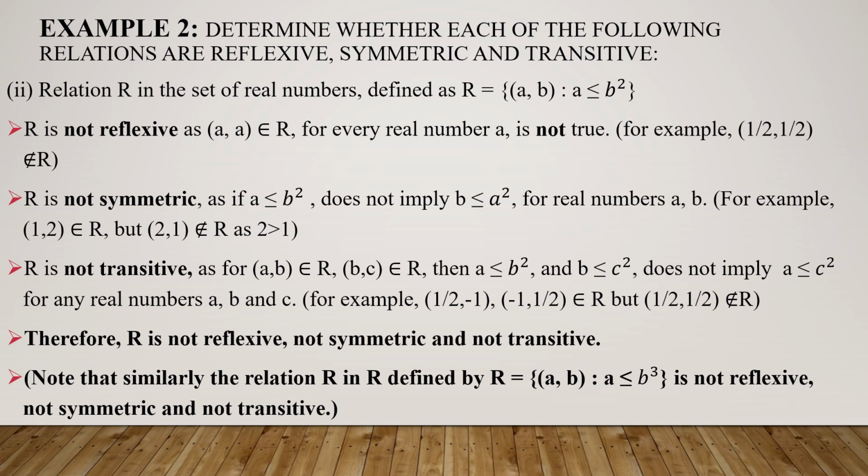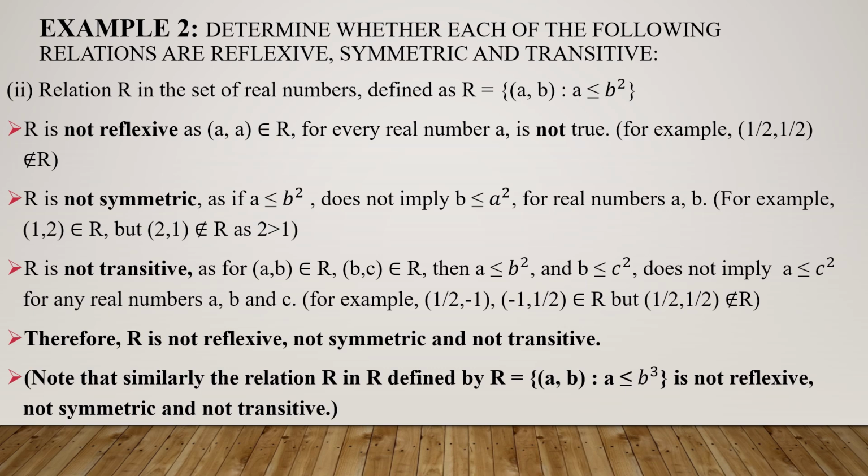Transitive. Suppose (A, B) and (B, C) belong to R. What does that mean? A is less than or equal to B square, B is less than or equal to C square. Then this will not always imply that A is less than or equal to C square. Again, try to get an example to show this. Suppose I take half and minus 1. Half is less than or equal to minus 1 square. Why? Because half is less than 1. Similarly, minus 1 is less than or equal to half square. Why? Because minus 1 is less than or equal to 1 upon 4. So (half, minus 1) and (minus 1, half), both these ordered pairs belong to the relation R.